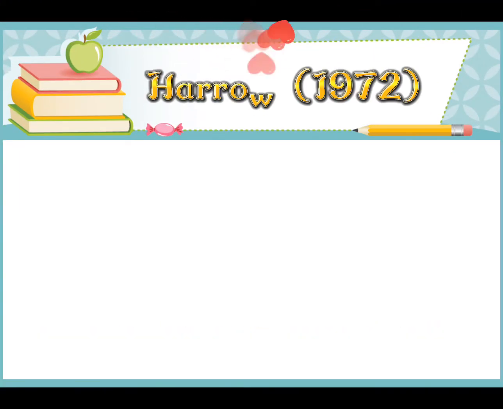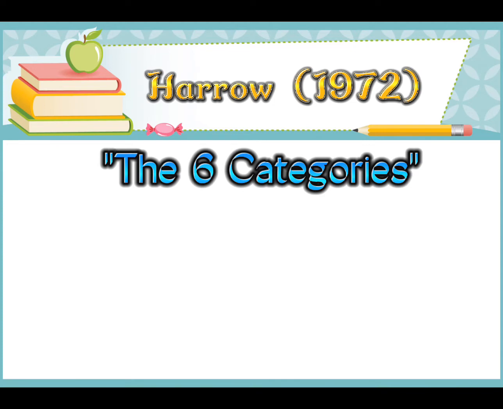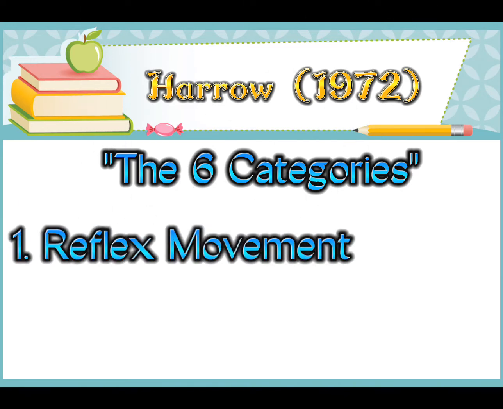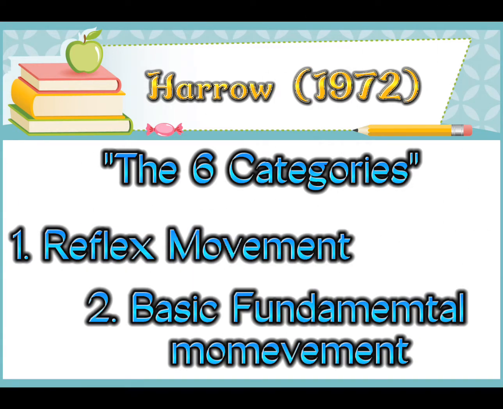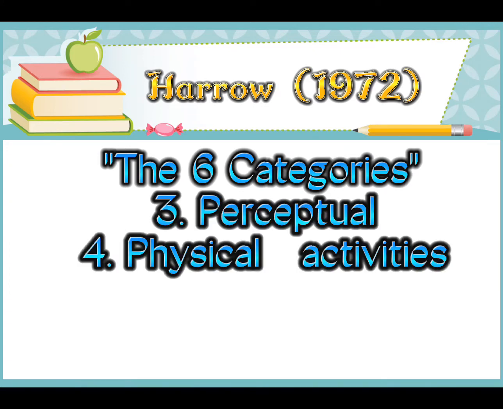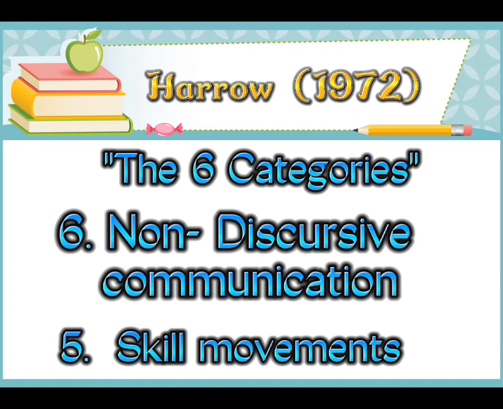And another one, Harrow, in the same year, developed her own taxonomy with six categories organized according to the degree of coordination. Firstly, the reflex movements, the basic fundamental movements, the perceptual abilities, the physical activities, the skilled movements, and the non-discursive communication.